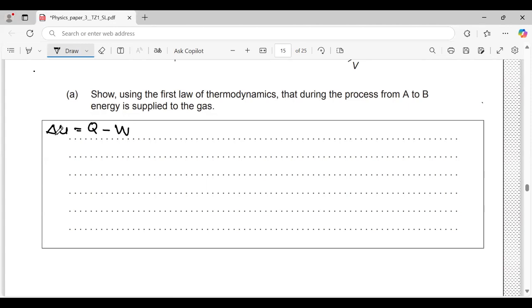Delta U is the change in internal energy of the gas. Q is the heat added to the gas. W is the work done by the gas. For an ideal gas undergoing an isothermal process, the change in internal energy, delta U, is zero. So you can write that delta U equals zero. Why? Because the temperature remains constant. So that's why delta U equals zero.